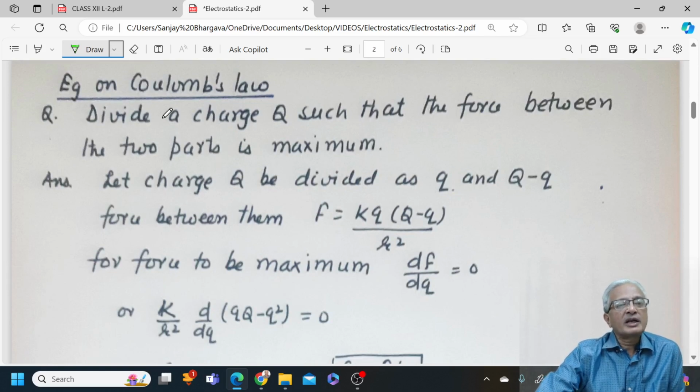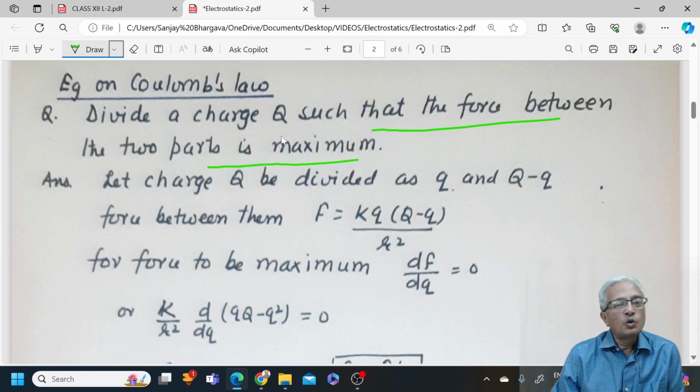Now, we already studied Coulomb's law in our first lecture. Just to check our understanding, let us face the question: divide a charge capital Q such that the force between the two parts is a maximum. How to approach?